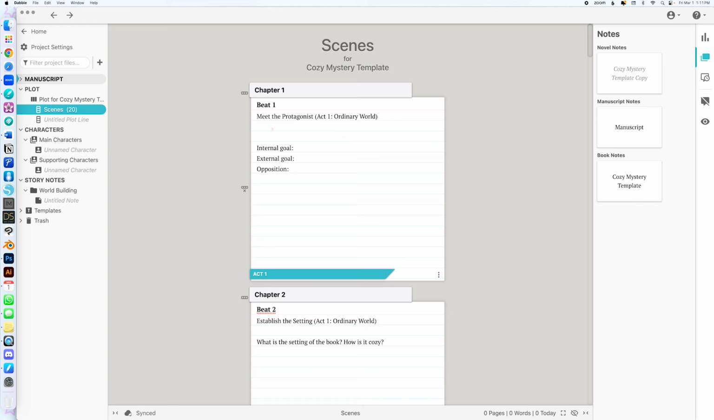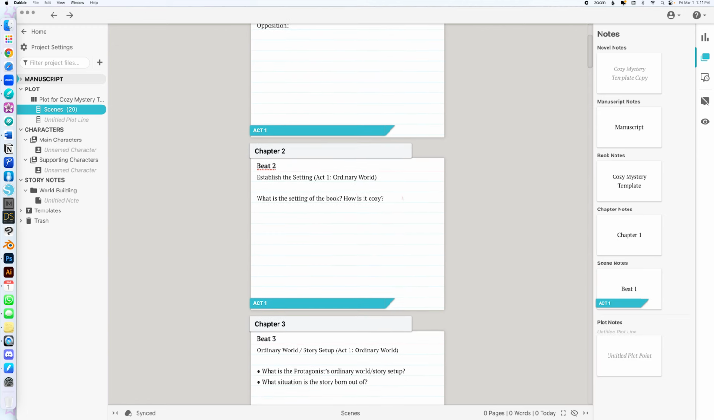You're showing your protagonist in their regular life. The one thing that I do like to mention in this beat, or kind of hint towards, is the internal goal of the protagonist, what their external goal is, and what the opposition for that is. This way I have an idea of what the character is all about, and we can get right into the story. Beat 2 is establishing the setting.